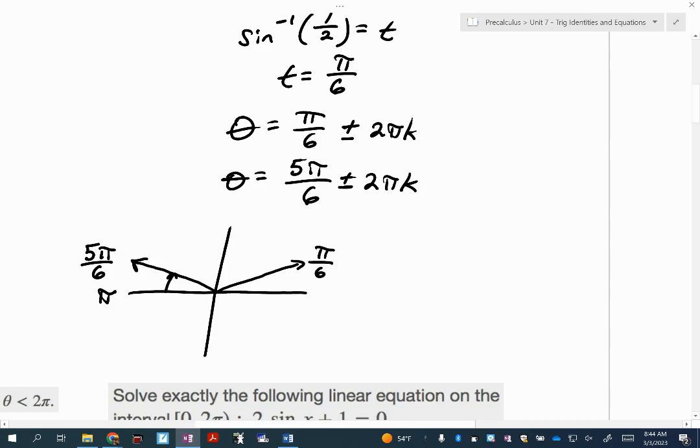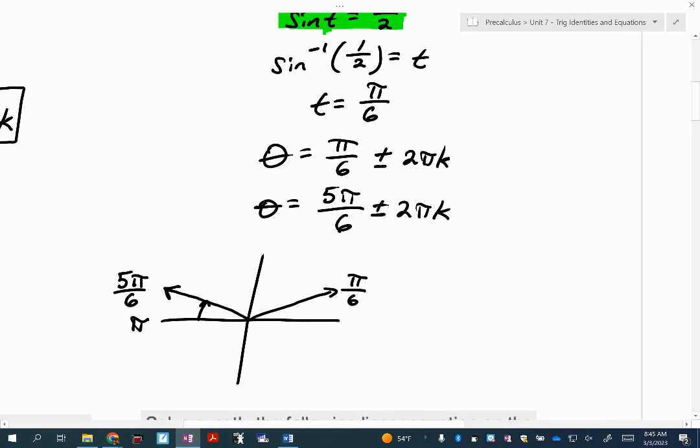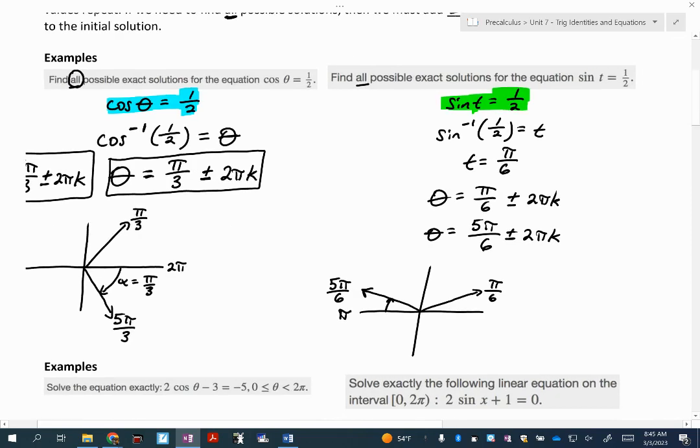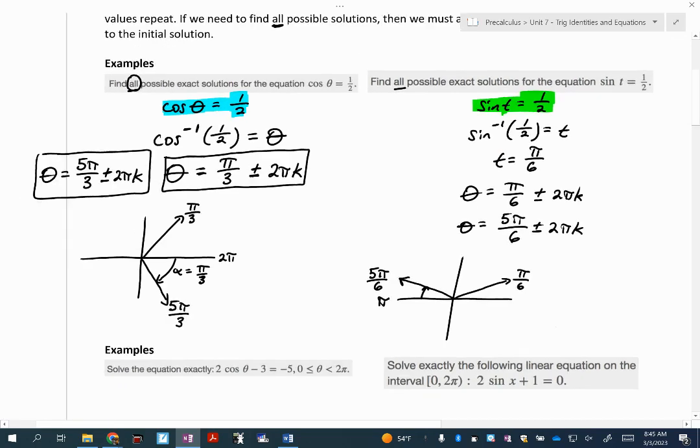And also, I don't know how many times you want to go around the circle, so that would be that integer k. So that's what we do to solve these equations when it says find all possible solutions. Okay? Now, let's go to the next one.